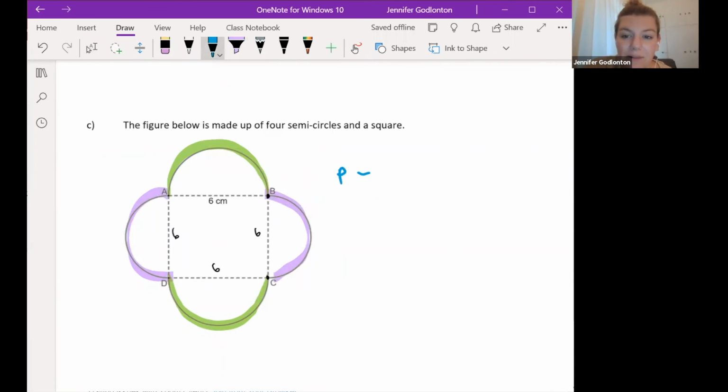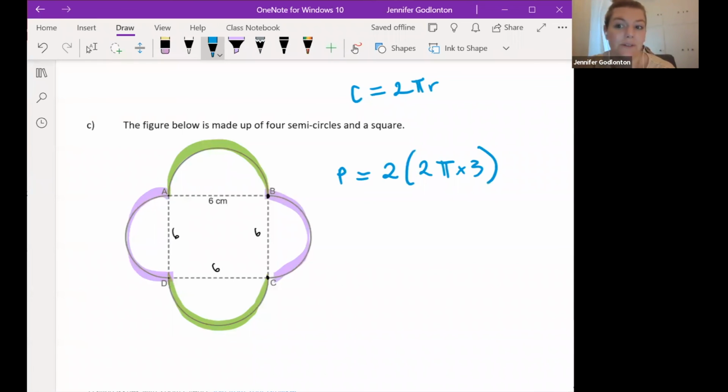So if I was wanting to do this in the quickest way possible, I could say that my perimeter, remember when we work out the circumference, it's 2 pi r, right? And we've got 2 circles that are exactly the same. So we can say we've got 2 pi, and then r would be 3, so times 3. That would be the quickest way to do this. And so what we would end up getting is 12 pi.